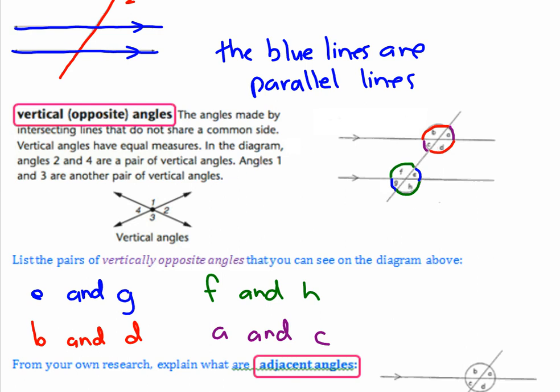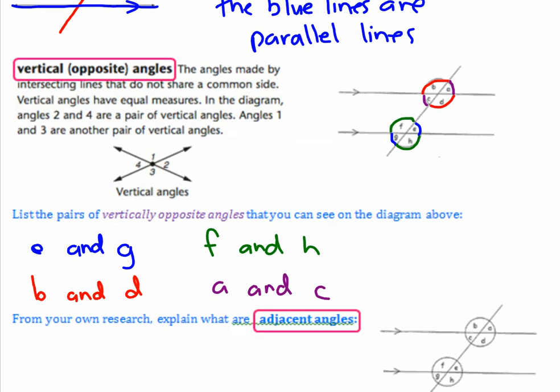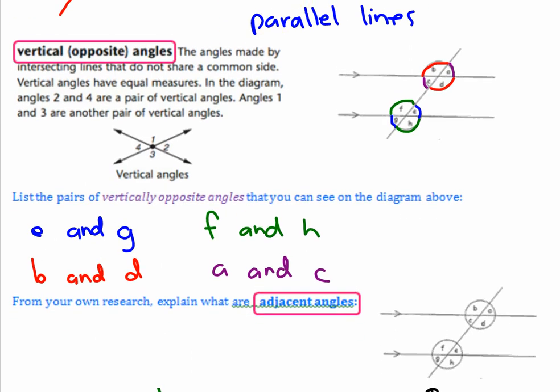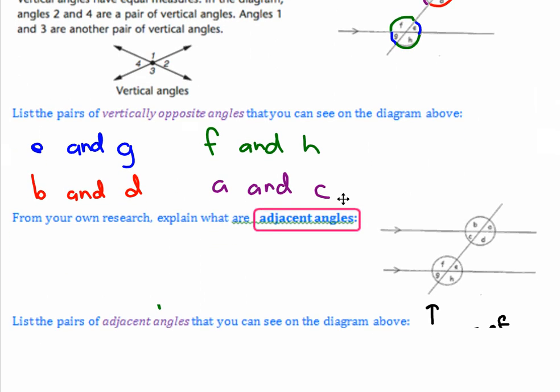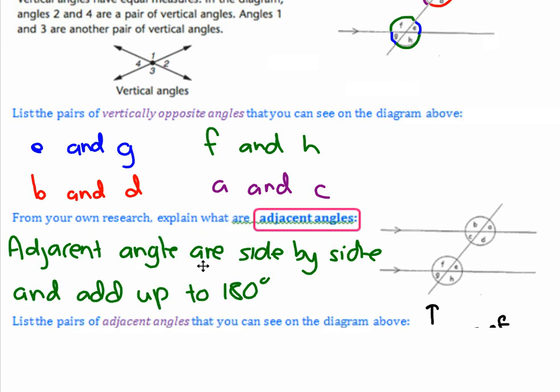From your own research, you could Google it now if you want. You can pause and Google what are adjacent angles. So feel free to pause the video, Google yourself what is an adjacent angle. When you unpause, you'll probably realise that adjacent angles are kind of like angles on a straight line, so it's quite familiar. Adjacent angles are side by side on a straight line and add up to 180 degrees. So, for example, these two are adjacent. Beforehand, we would just say that they're angles on a straight line.